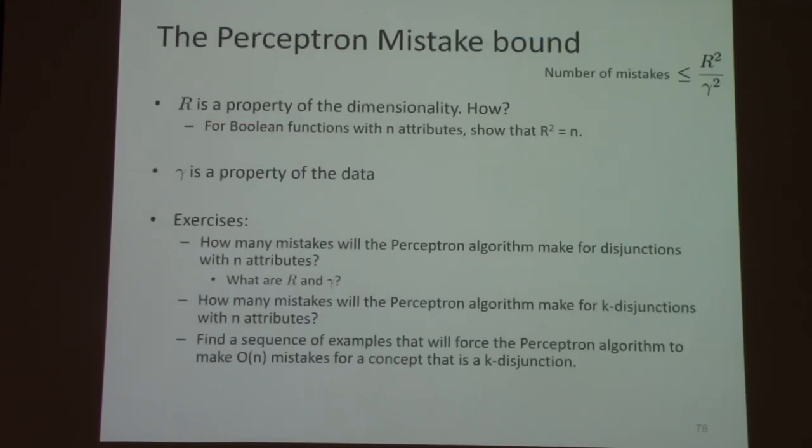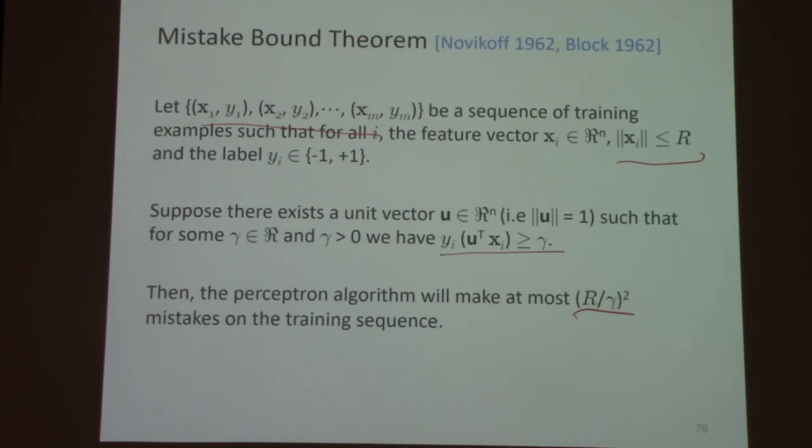Because, first of all, the proof is kind of weird. By the way, this theorem is called the Novikoff theorem. The perceptron algorithm itself was invented in 1958. Novikoff and Block, two people independently, proved this theorem. It's often called the Novikoff theorem for historical reasons, but some people call it the Novikoff-Block theorem. More often than not, this is just called the perceptron theorem.